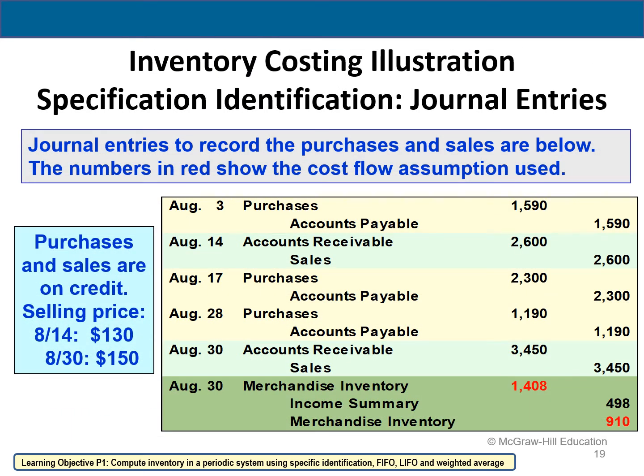Okay, so here's all the entries that are used to record the purchases and sales that were on that very first slide that they said we were going to use for the subsequent examples. Really what they're trying to show you here is that last entry. The numbers that are in red were determined using the specific identification method.